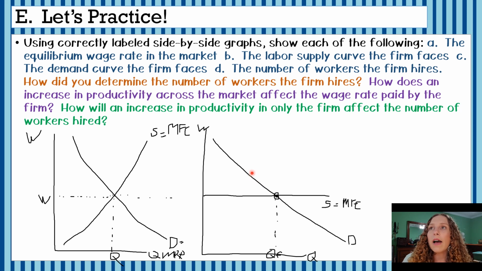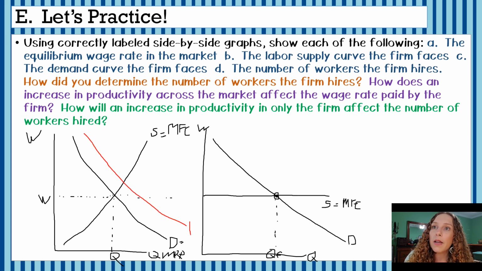Okay, now how does an increase in productivity across the market affect the wage rate paid by the firm? All right. So there's an increase in productivity. Now what that means is workers are more productive. That means they are able to produce more product. So maybe now instead of producing 5 units of a good in an hour, now I can produce 10. So if my marginal product is increasing, then my marginal revenue product is increasing. So what's going to happen is the marginal revenue product, remember that's the demand curve for labor, is going to shift to the right.